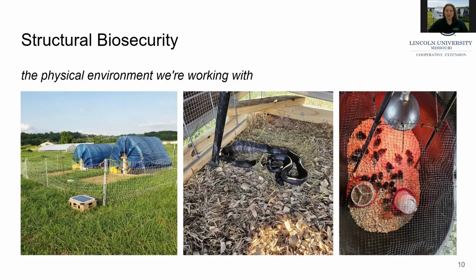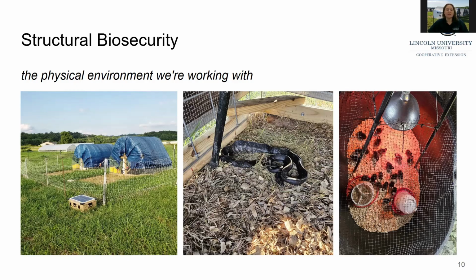First is physical separation. For example, this fencing creates a physical boundary around the birds. Barriers, controlled access, and the way spaces are arranged can all influence who or what gets into an area and how easily things move between areas. Then we have wildlife and pest exclusion. A snake getting into a poultry area is a pretty obvious example of why the physical environment matters. We're not only thinking about people moving between flocks, we're also thinking about what other animals can access the birds, their feed, their water, and their housing.